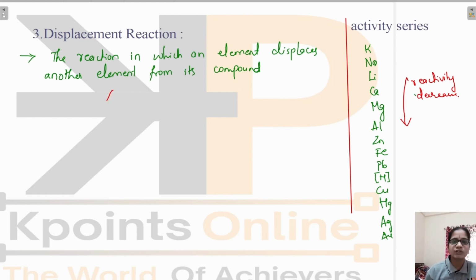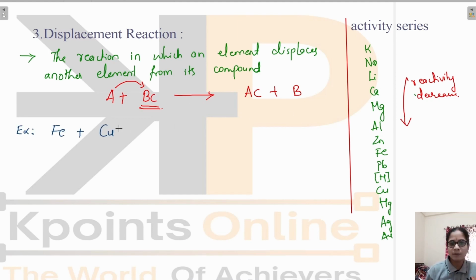We can write the general formula as you see here. The element A has displaced B from this compound, so AC is formed. This is a general equation. When one element displaces another element from its compound, we call that type of reaction a displacement reaction. Okay, let us see some examples here.